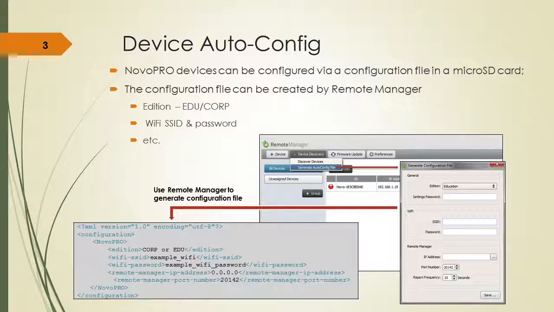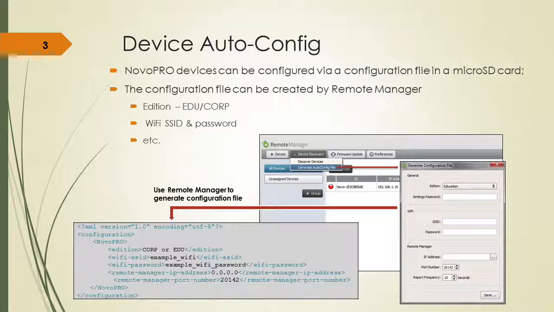Basically, NovoPro can be configured in a way that it reports its status to Remote Manager software automatically, which makes device discovery over the network an easy task. The first step after installing Remote Manager at a static IP address on a server is to use Remote Manager to create an auto-configuration file to match your installation environment.